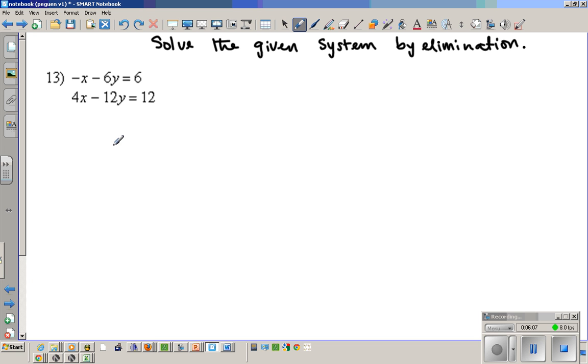To do that, the first thing you ask yourself is, do we have opposites on the x's and the y's? Look, the x's are not opposites, and the y's aren't opposites. If they were opposites, you just combine them and eliminate. So now we need to ask ourselves, what is the easiest way to create an opposite? Can I create an opposite just by multiplying one equation by one number? This is equation 1, and this is equation 2.